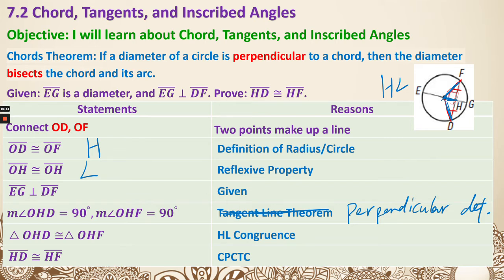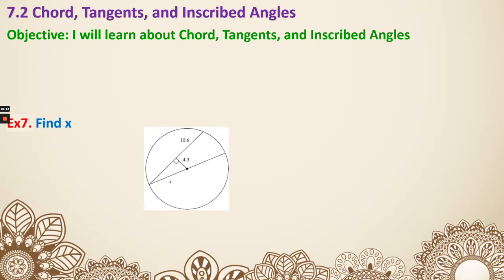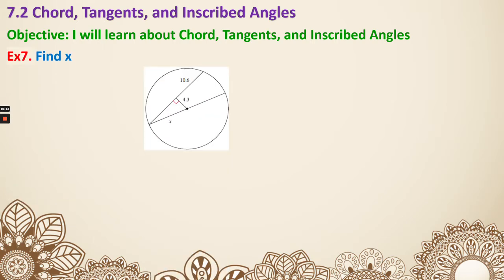Now let's actually use the Chords theorem to solve some questions. Example 7. We're trying to find x. For all of these questions, I suggest you pause and try it by yourself first before you actually look for the answer. This is x, and since this part is perpendicular to a chord, that means the chord is being bisected, so this must be 10.6, which means we have a triangle right there. 10.6 squared plus 4.3 squared, that's going to give you x squared.